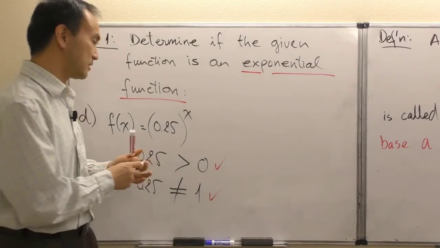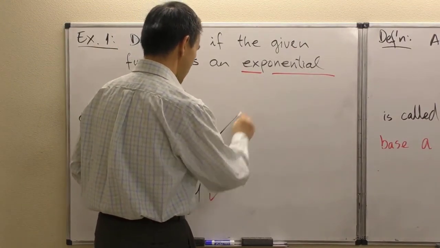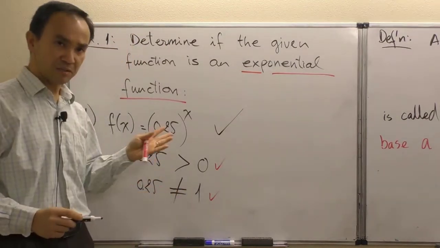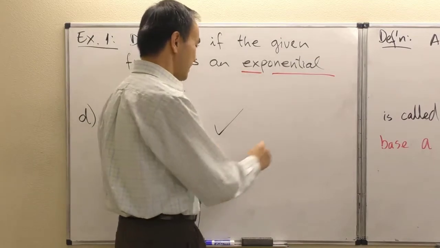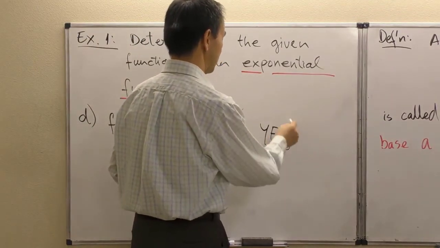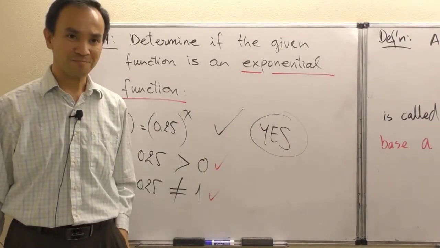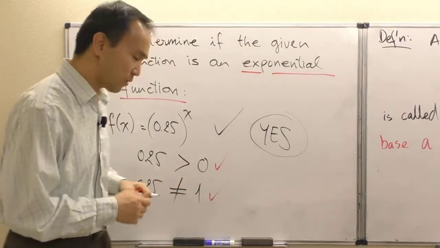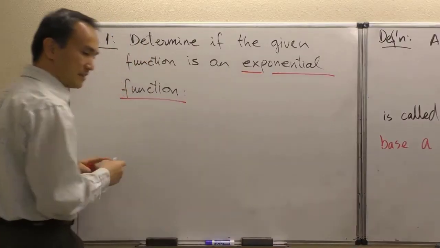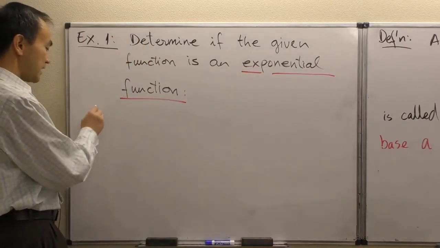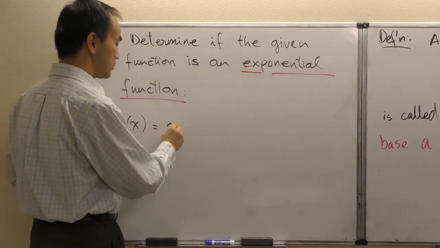So for this function, I'm saying yes. I put a big check mark, depending on the format of how your problem is written, or you can say yes. Either put a check or you say yes. This is an exponential function. Okay, so let's try another one. Here, let's look at f of x equals x to the 10th.